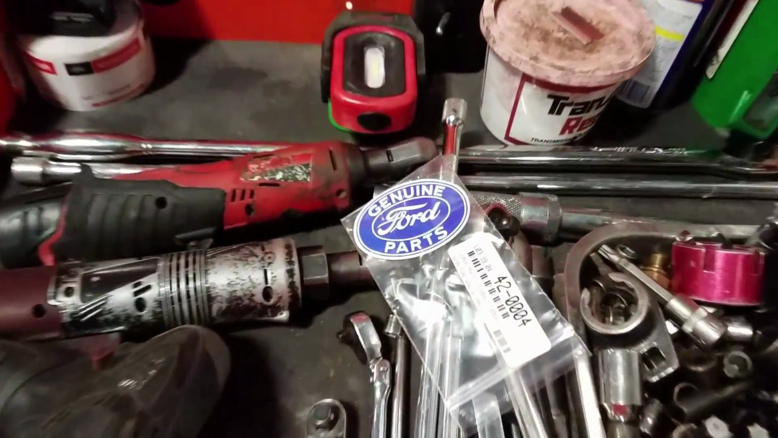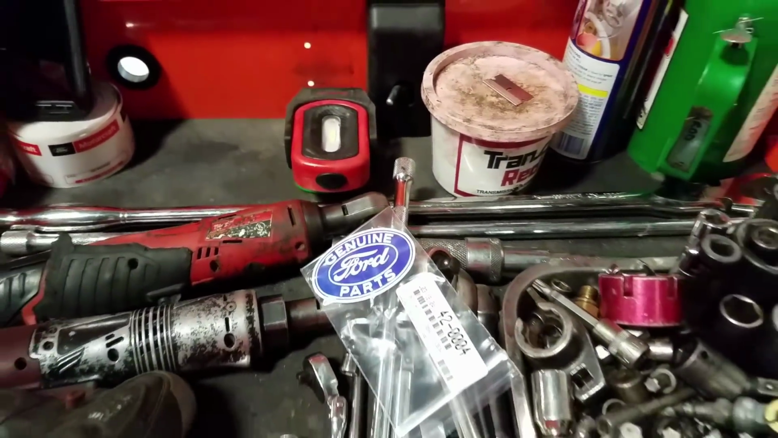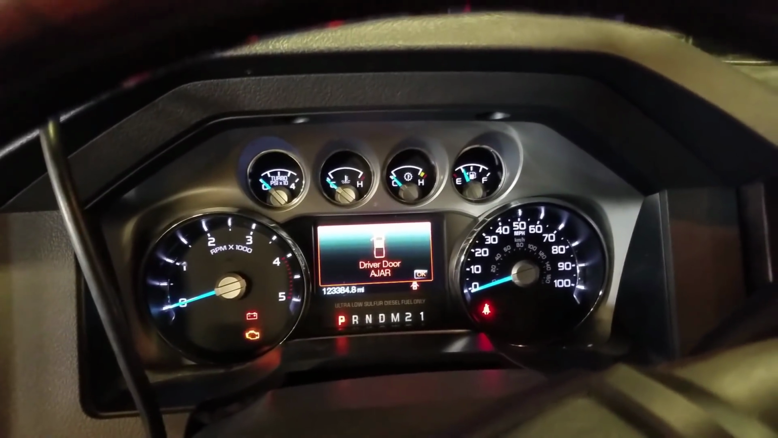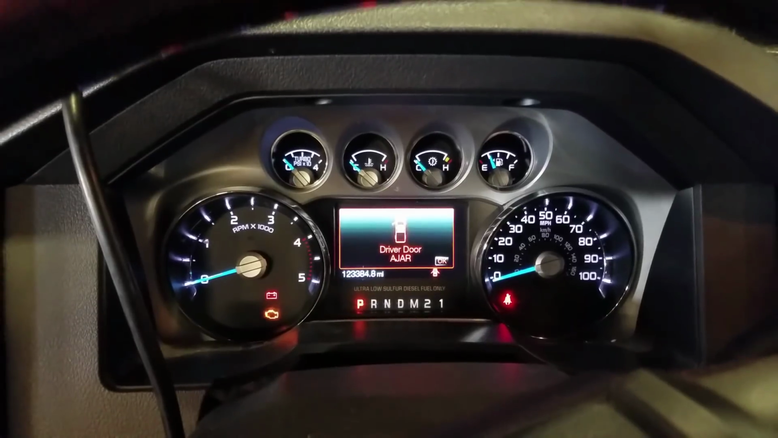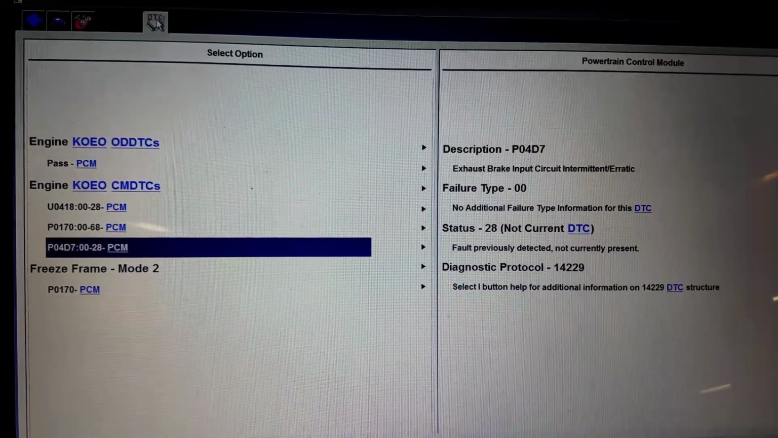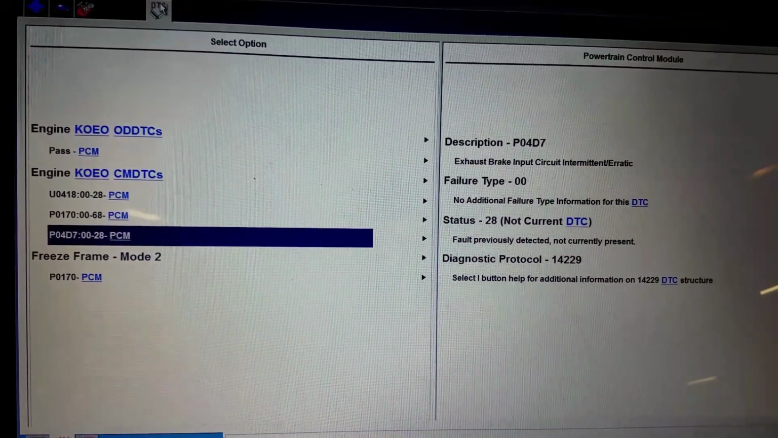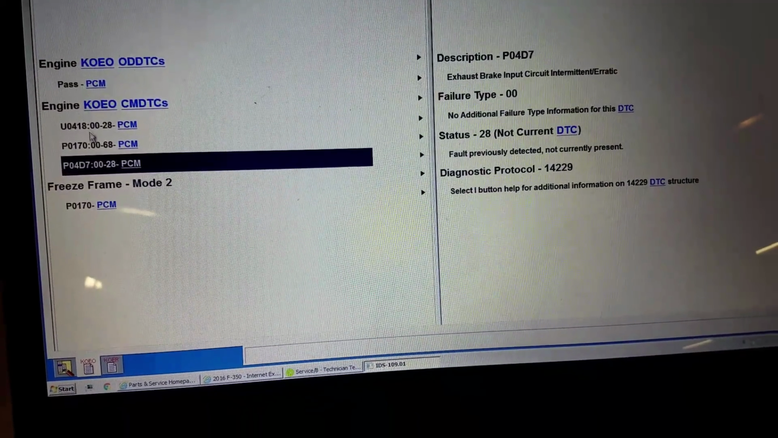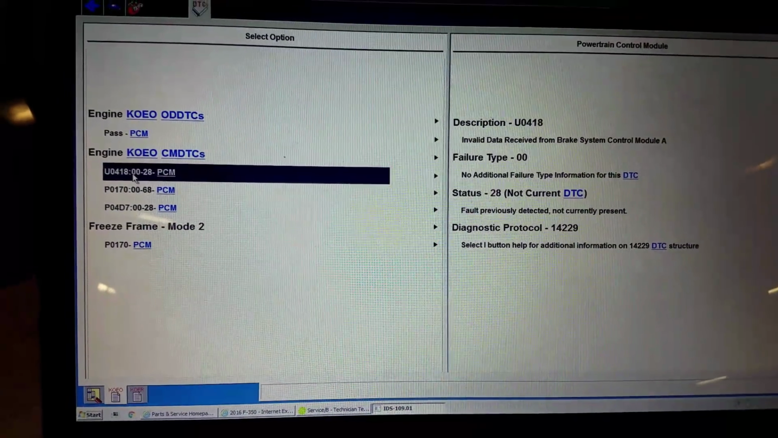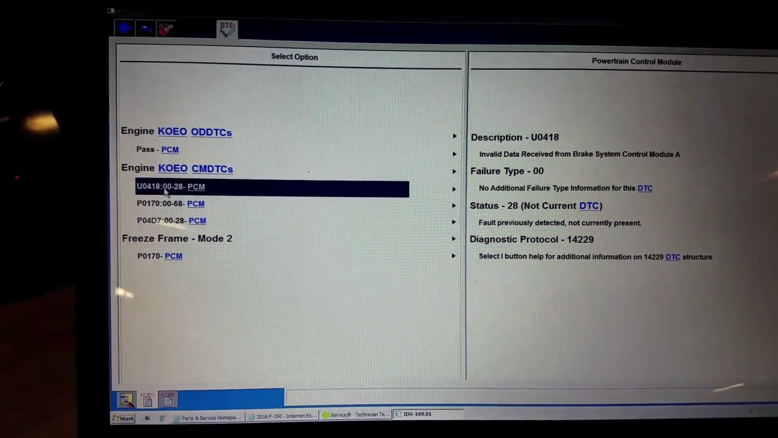Today's contestant is a 2016 F350 with 120,000 miles. It was brought to me for these DTCs: exhaust brake input circuit intermittent or erratic, fuel trim bank 1, and invalid data received from brake system control module A.